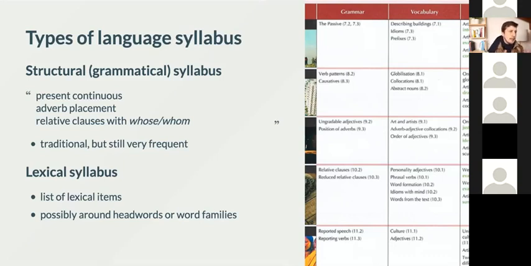Of course, lexical or grammatical or structural syllabuses are really traditional and not really effective, because they tend to lead you towards a very traditional teaching, a very grammar-translation type of teaching. So it's still very frequent, sadly, but it's not really effective. I would not recommend that.